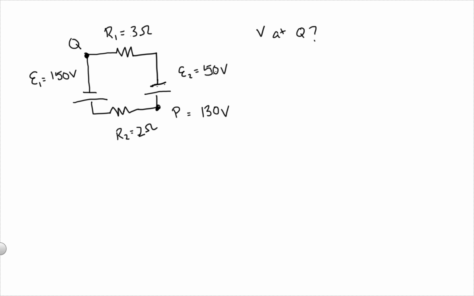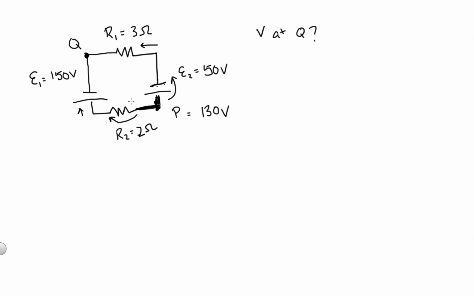Now, the potential is the same throughout this wire. So this portion that I'm highlighting here, all that is 130 volts. But as soon as I pass over this resistor and then through this battery, I'm going to change my potential, and same goes with here. So if I travel up through the battery and then through the resistor, I can go either way to get to Q. But what we're going to do is use Kirchhoff's rules.